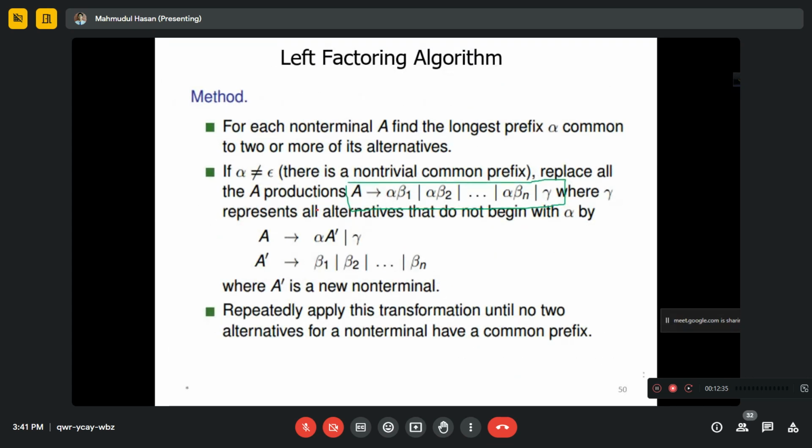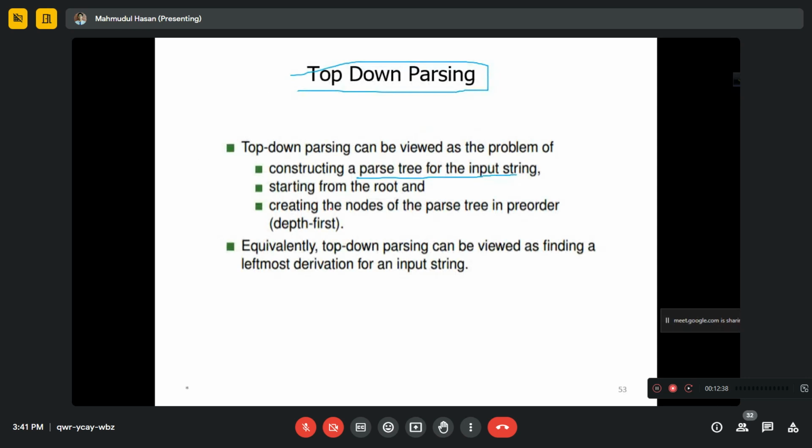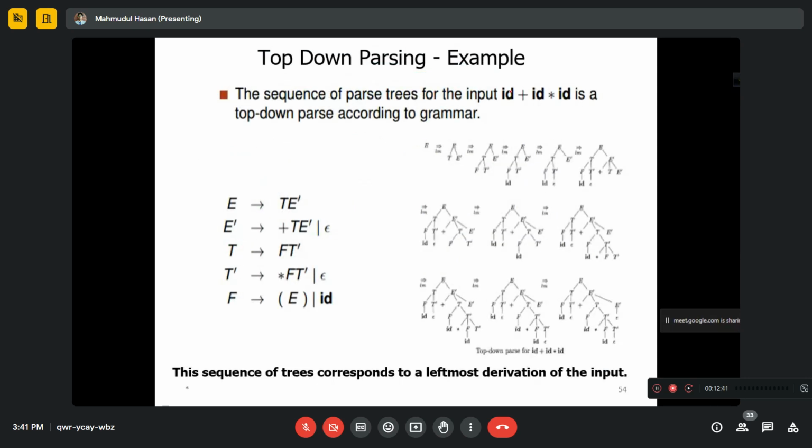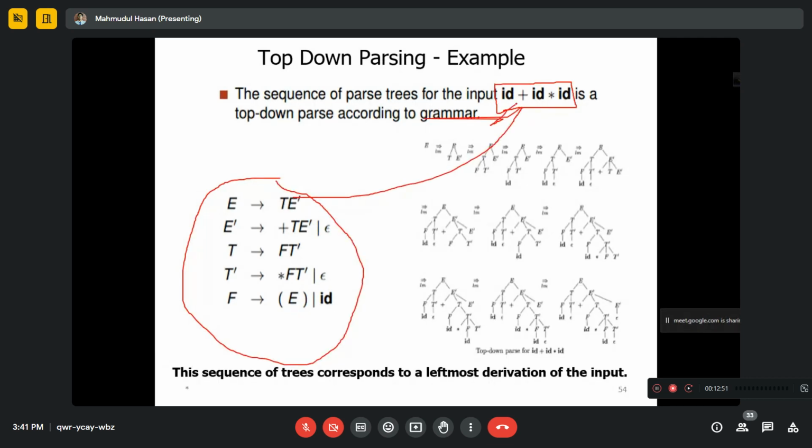Okay, just a minute. Top-down parser done. Suppose this is your input string, and this is your grammar. You need to generate this input string with the help of this grammar, and this grammar is left recursion free and left factoring free. There is no common prefix problem and no left recursion. So you need to generate this input with the help of this grammar. I think you are able to generate it.